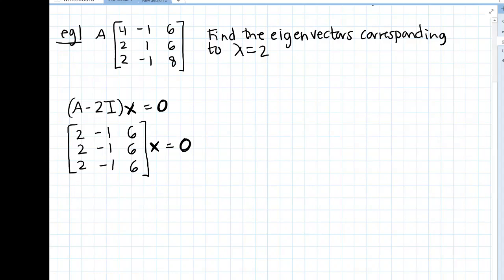One thing to think about is if you have a matrix where the columns are linearly independent, that means you're going to have only the trivial solution. So it's actually good if you get columns that are linearly dependent, that tells you you're going to be able to find eigenvectors.